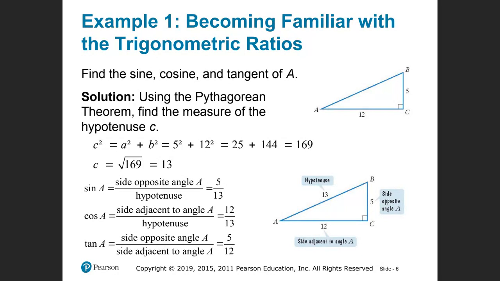The sine of angle A is the side opposite angle A, which is 5, over the hypotenuse, 13. Cosine is the side adjacent to angle A, which is 12, over 13. Tangent A is the side opposite angle A, which is 5, over the side adjacent to angle A, which is 12.